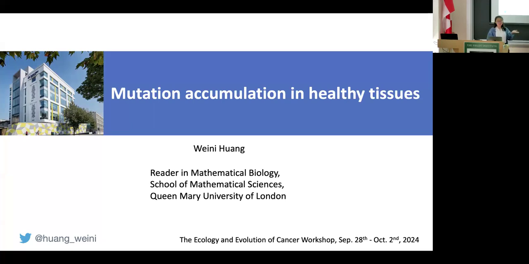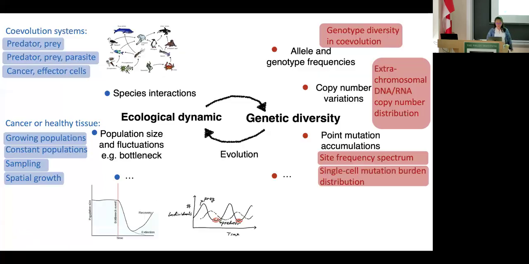So what I will talk about is mutation accumulation in healthy tissue, but the model is a little bit more general, and it applies to the ecological growth histories that you heard about today in Allison's talk. What I'm interested in is eco-evolutionary dynamics in biological systems, and applying it to cancer.